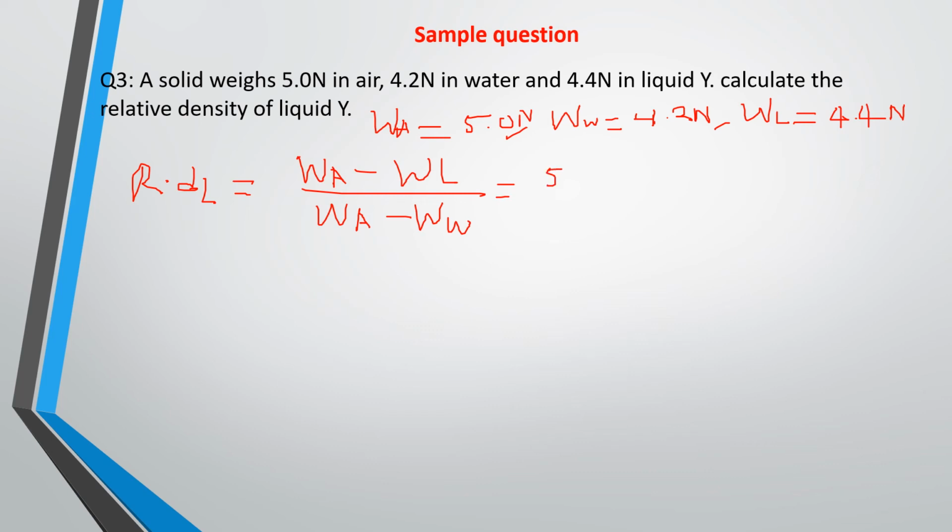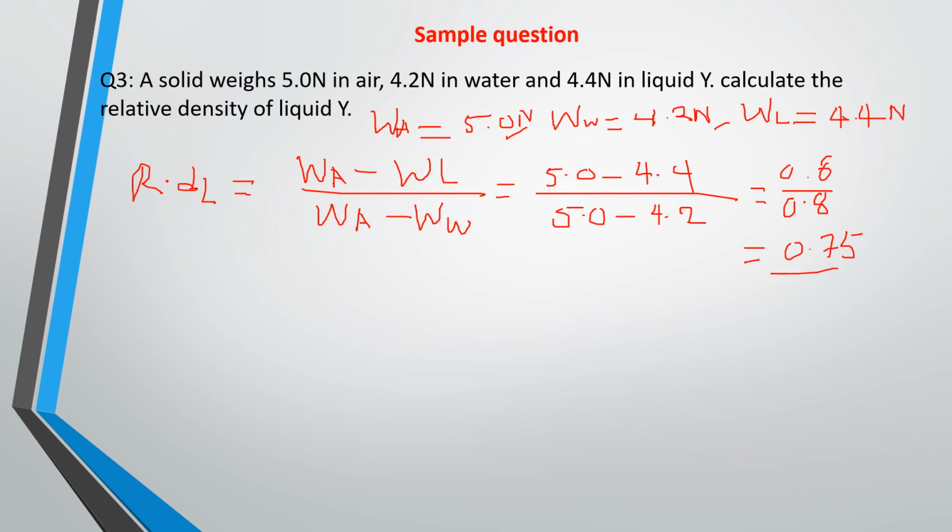So you have 5.0 minus 4.4 all over 5.0 minus 4.2. So by the time you work that out, you are going to have 0.6 all over 0.8. Okay, so when you do your division, you have 0.75. So this is the relative density. So you can actually see that the equations are not really too hard to solve. It's just for you to have an understanding of the equation.